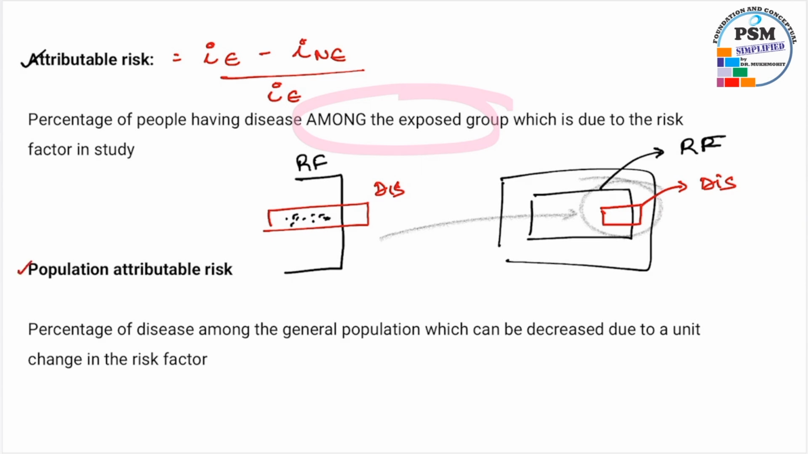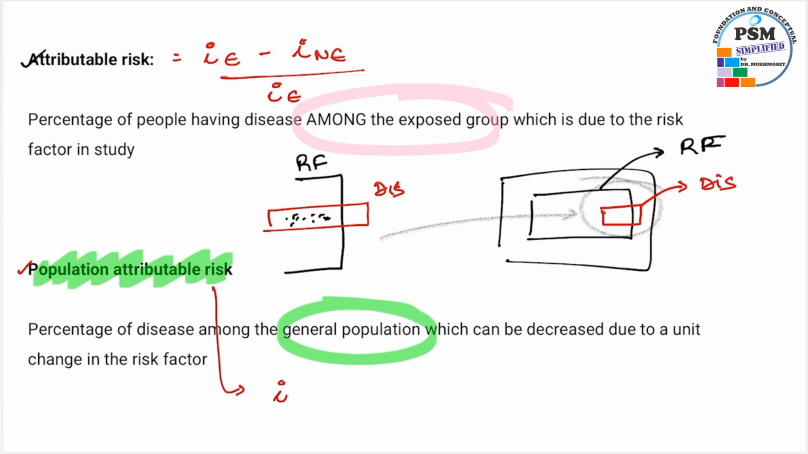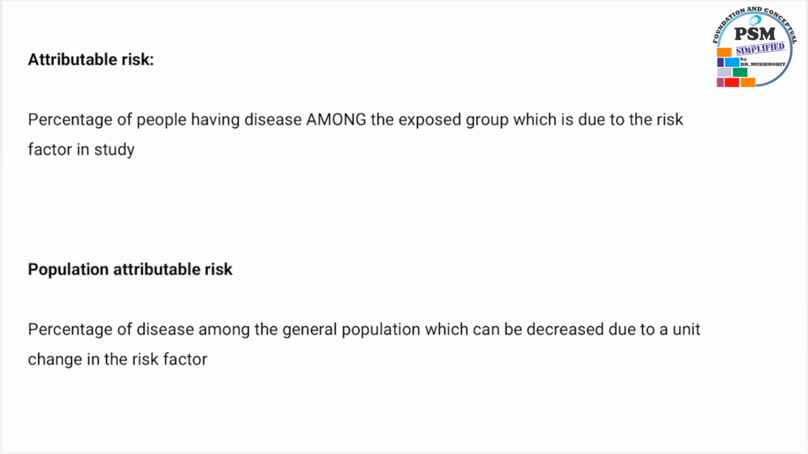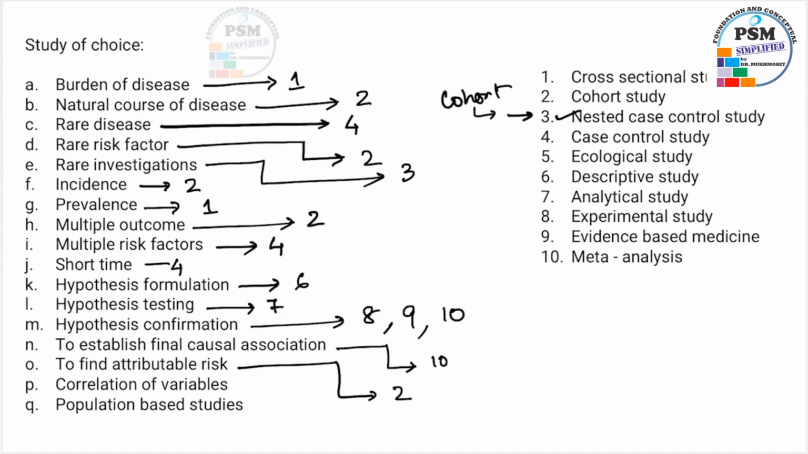On the other hand, talking about the population attributable risk. Population attributable risk is the same concept but in a general population. It is the percentage of people having disease among the general population which can be decreased due to a unit change in risk factor. Population attributable risk is given by the formula: incidence in the total population minus incidence in the non-exposed divided by incidence in the total population. And cohort studies will help us find out the attributable risk and the population attributable risk.